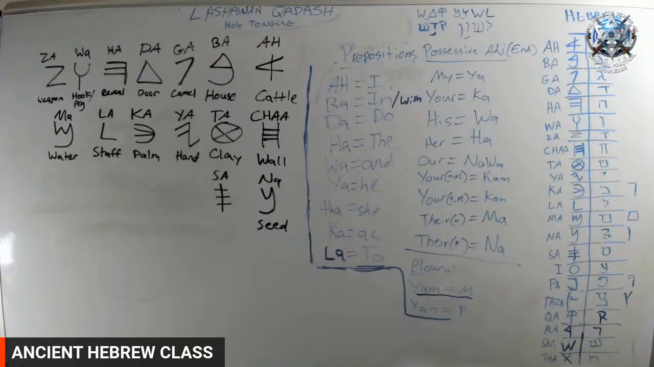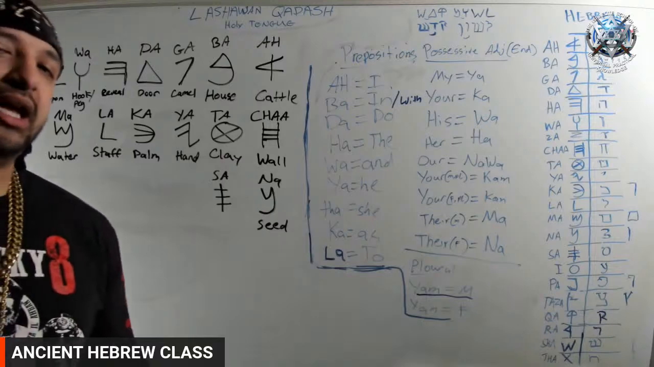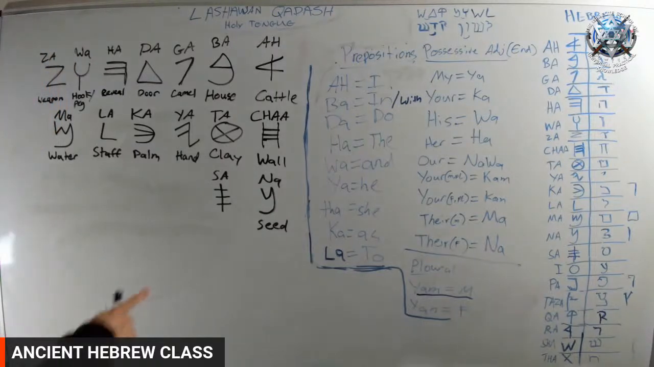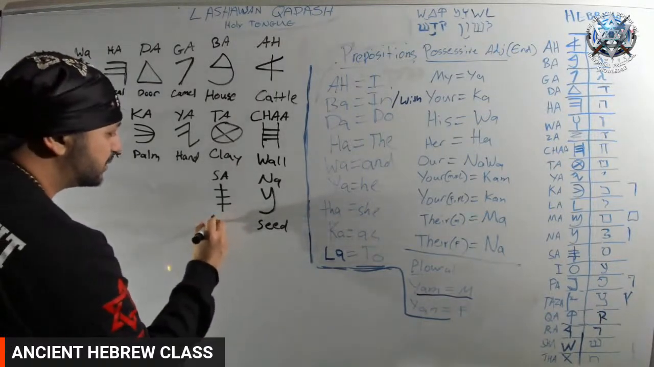Sa, and again, everybody should be writing these down. It's a perfect opportunity for you to not only write down the Hebrew alphabet, but to understand the Hebrew alphabet and what it's saying when you look at it. Sa means to support.